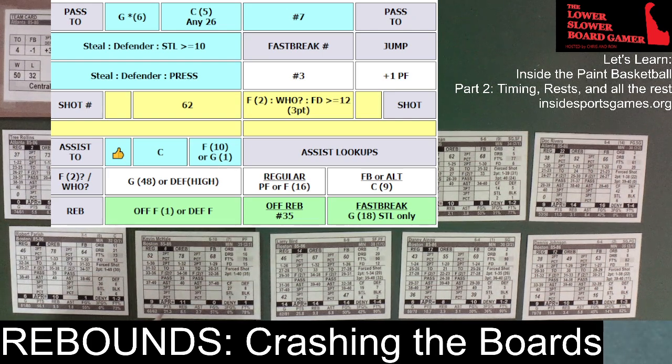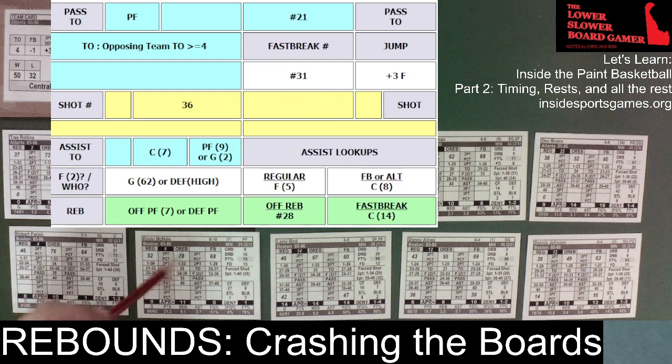And you're going to use the current card. You're not going to flip and get a new result. So offensive rebound number 35, you're going to look in his offensive rebound center column here and look for number 35. And in this instance, he would be fouled.